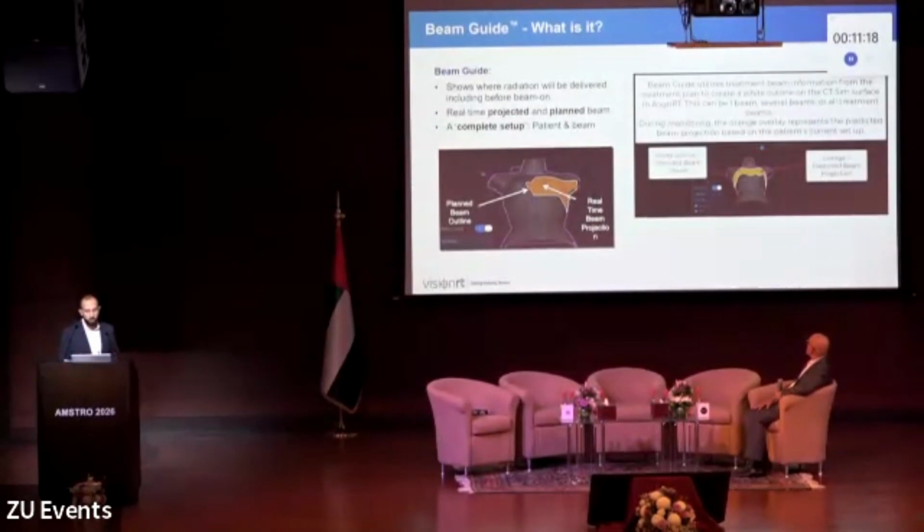So we have this Beam Guide. It's a white outline that's the planned beam, and we have the orange, that's the predicted beam projection. We can see this even before we start the treatment.